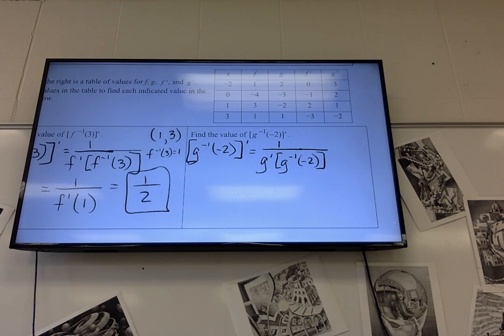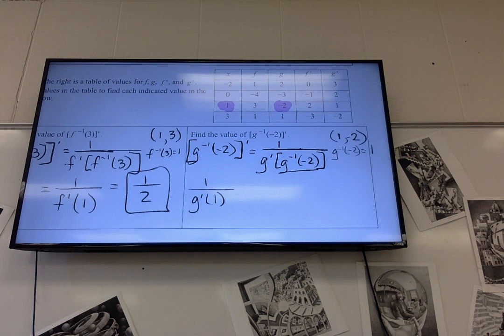Okay, here we go. So, this means that the y coordinate is negative 2. Yes! I did it. So we look at G and we find negative 2, and it goes with 1. So that means for the inverse, G inverse of negative 2 is 1. So that's 1 over G prime of 1.